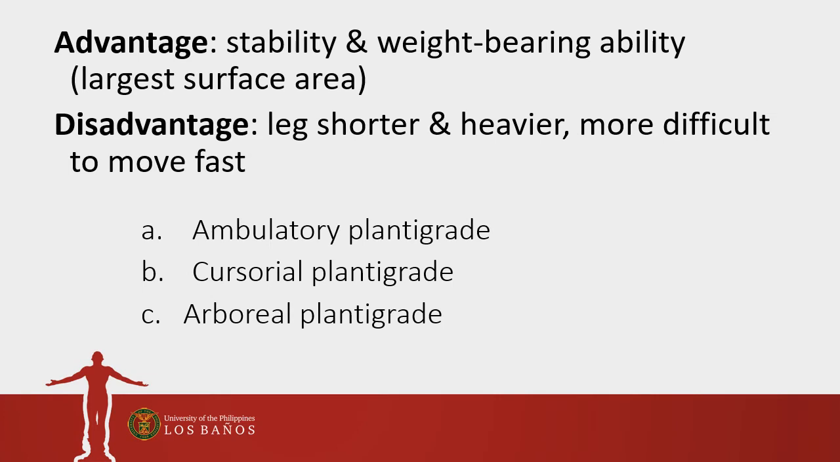The advantages of the plantigrade foot are stability and weight-bearing ability. Plantigrade feet have the largest surface area. The primary disadvantage of a plantigrade foot is speed. Plantigrade mammals may be ambulatory, cursorial, or arboreal, or a combination of these.